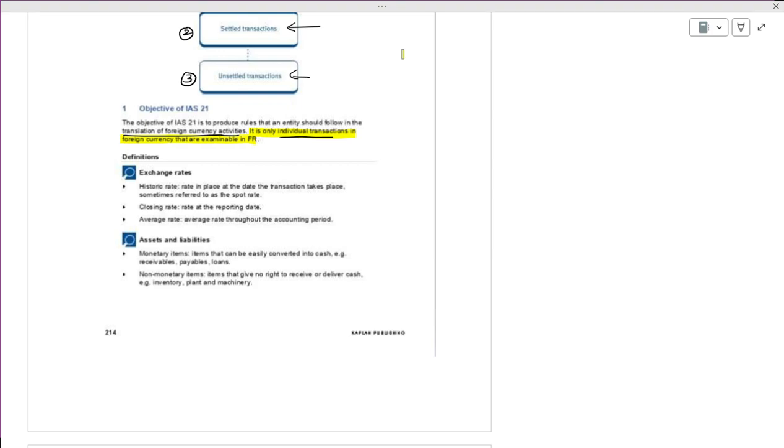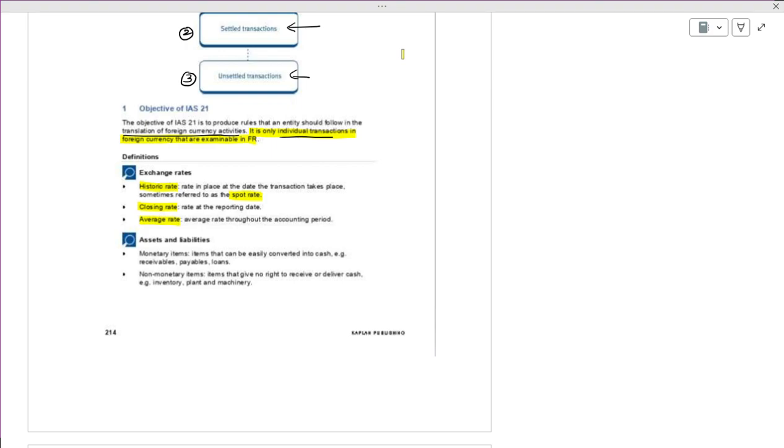When you are talking about the exchange rate, definitely there will be a historical rate, a closing rate, and an average rate. The historical rate is the rate for the day the transaction took place, sometimes referred to as the spot rate. The date the transaction has taken place is called the historical rate.